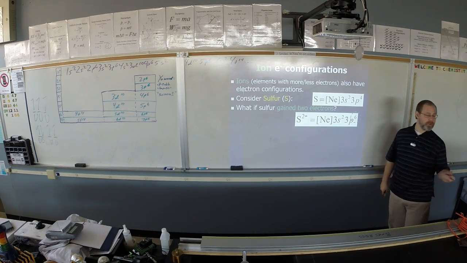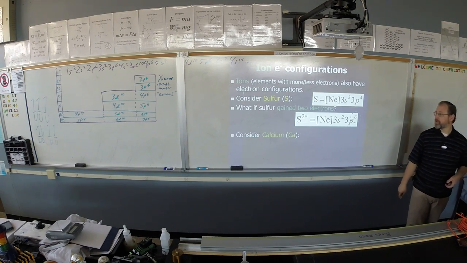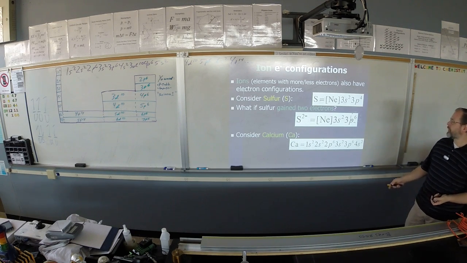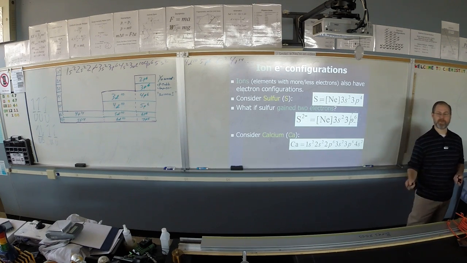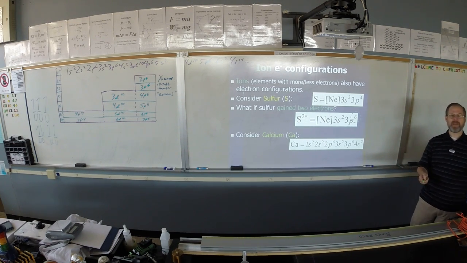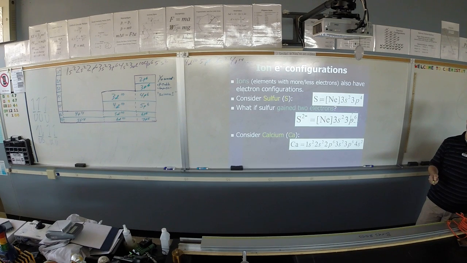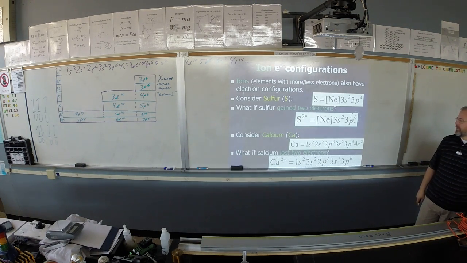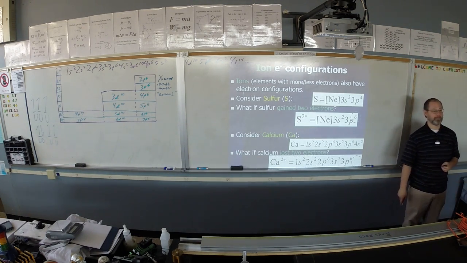Okay. And you can go the other way too. So here's calcium. Calcium's configuration is 1s2, 2s2, 2p6, 3s2, 3p6, 4s2. So calcium is hanging out over in the s block, level 4, 2 over, and it can lose electrons. What if calcium lost 2 electrons? Which 2 electrons do you think it's going to lose? The 4s, yeah. And this is what calcium 2+ would look like.